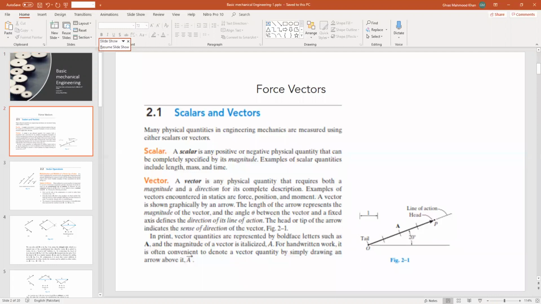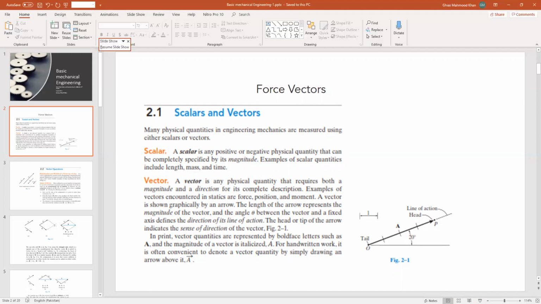In this lecture, we will follow the book Engineering Mechanics: Statics and Dynamics by R.C. Hibbeler, 14th edition. First of all, we are going to chapter number 2. The main topic is forces, vector forces, the scalar and vectors. And here we know the definition.